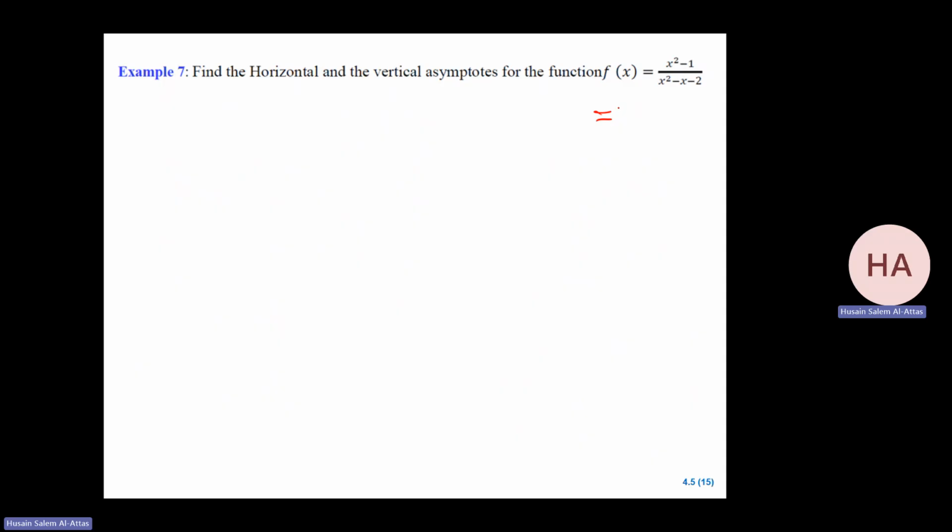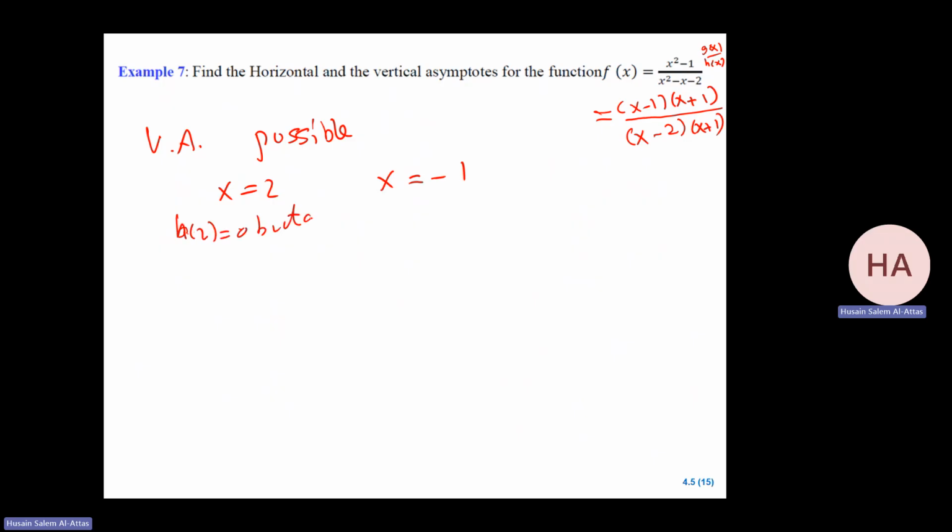This one you need to be careful. That will be x minus 1 times x plus 1 over x minus 2 times x plus 1. Okay, so for vertical asymptote, the possible ones are x equal 2 and x equal minus 1. For x equal 2, if I make this g of x over h of x, so I have h of 2 is 0, but g of 2 is not 0. So x equal to 2 is a vertical asymptote.